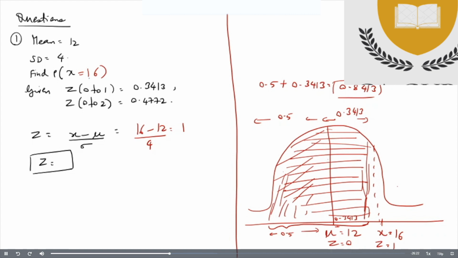Look at the next question. Find P of x equal to 16. Now the answer for this is, when I am giving you not a range but a specific value, where I am saying that x is equal to 16. For example, where is x equal to 16? At this place. Here I don't have any range for me to calculate the value. It is only a single point. So the answer for this is equal to 0. The area is equal to 0.